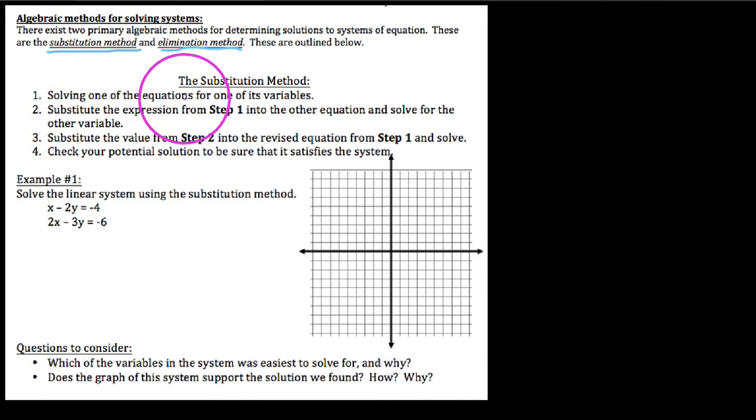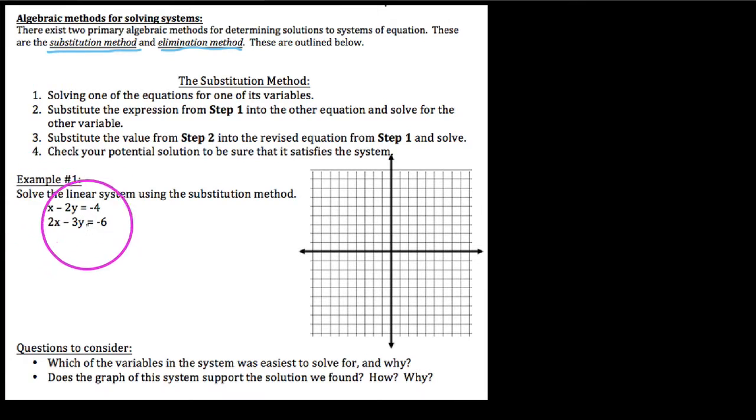So the first method we're going to investigate in this video is referred to as the substitution method, because that's precisely what we will be doing, using substitution. Step number one, as always, is to solve one of the equations for one of its variables. Now, I've got two equations and two variables, so technically there are four variables I could solve for. Basically, when you say solve for the variable, it means get it by itself.